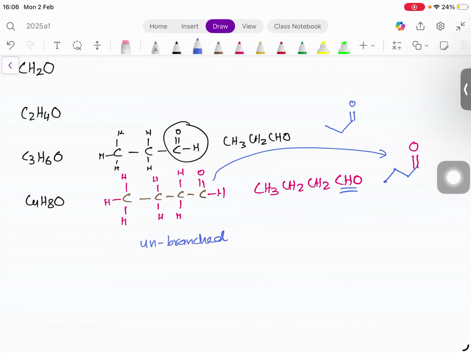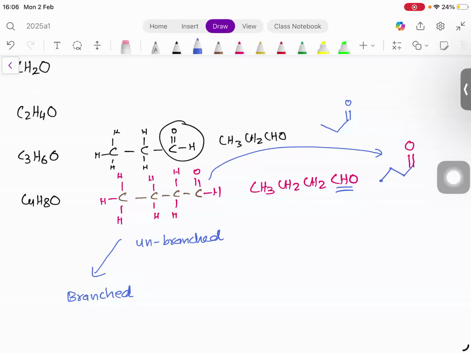Now, kids, if I ask you to draw the branched structure for this, can you please do it? For C4H8O, you have to draw a branched structure in all 3 forms: displayed, structural, and skeletal. Okay? Draw the branched C4H8O. Instead of putting all carbons in the chain, 1 carbon you have to put in the branch. Right? So instead of putting all 4 carbons in 1 chain, put how many carbons? 3.